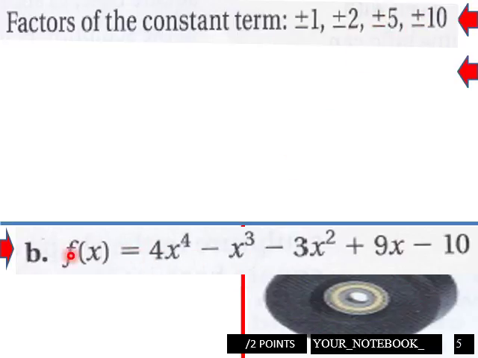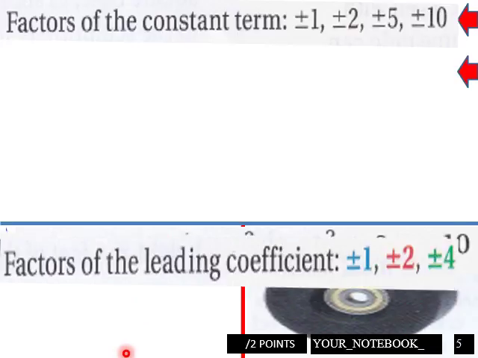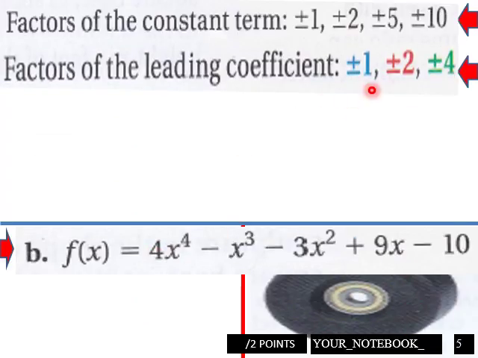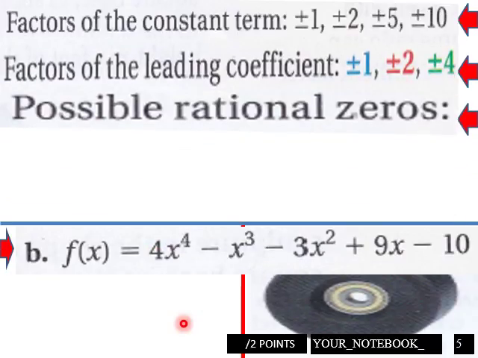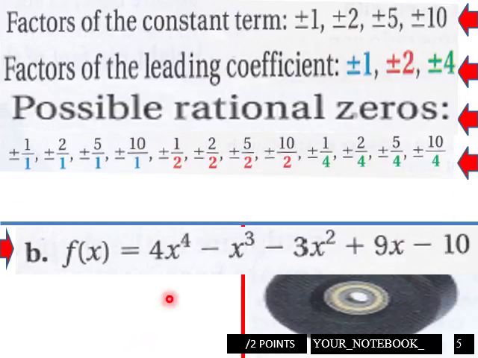For this situation, for b, we have a different polynomial here. Here's our constant. Here are the factors of our constant. And then what are the factors of 4? So 1, 2, and 4. So now our setup for possible rational zeros is these go in the denominator. So now we have 1, 2, 5, and 10 over 1, 1, 2, 5, and 10 over 2, 1, 2, 5, and 10 over 4.